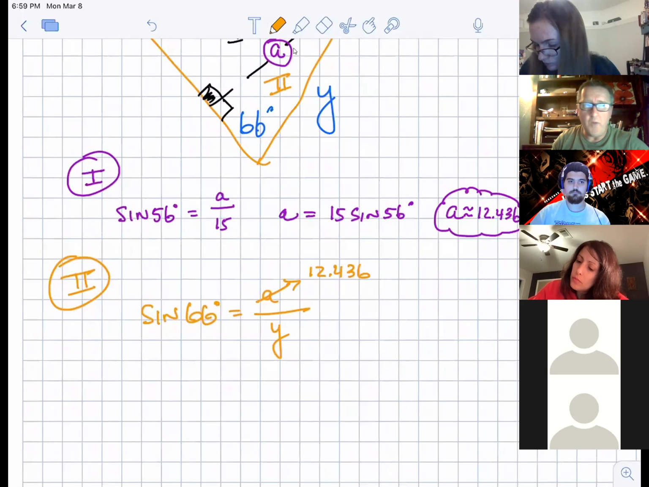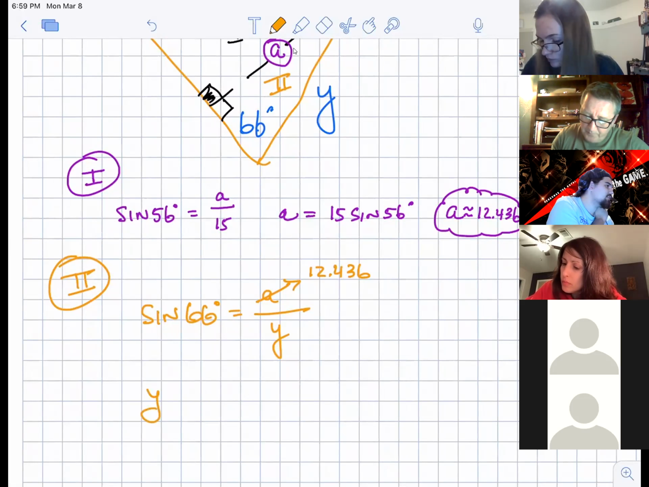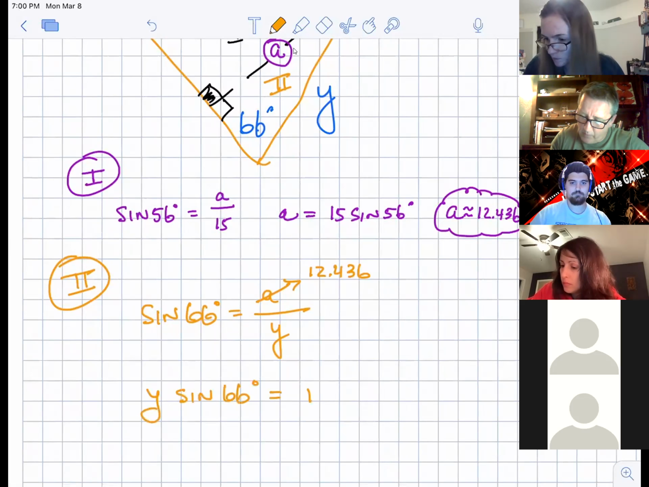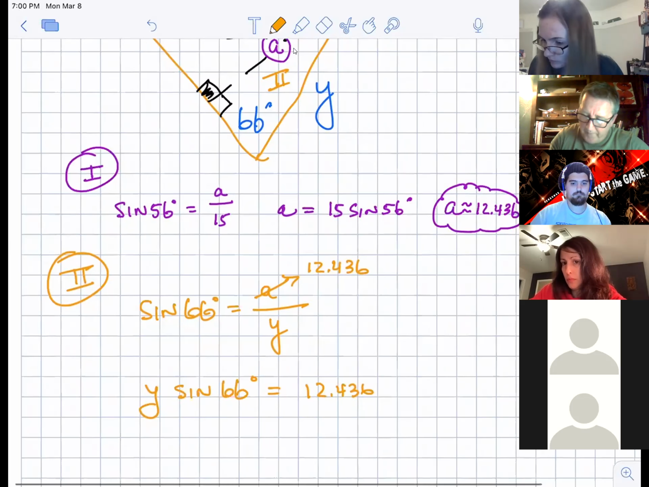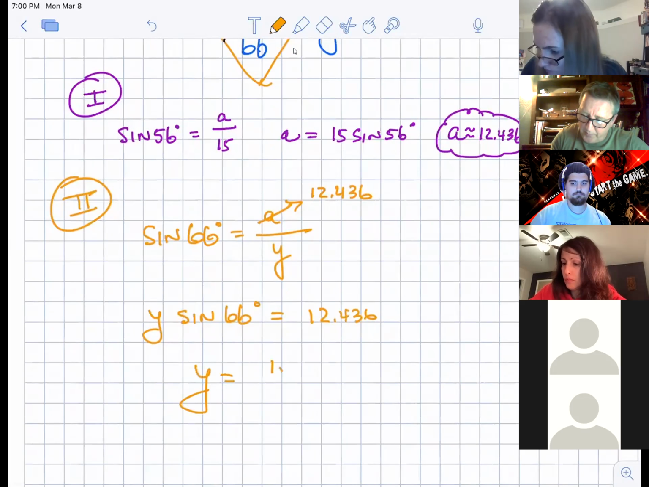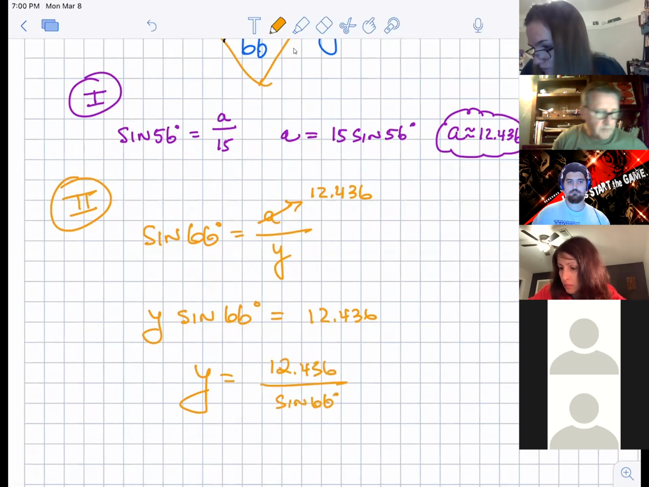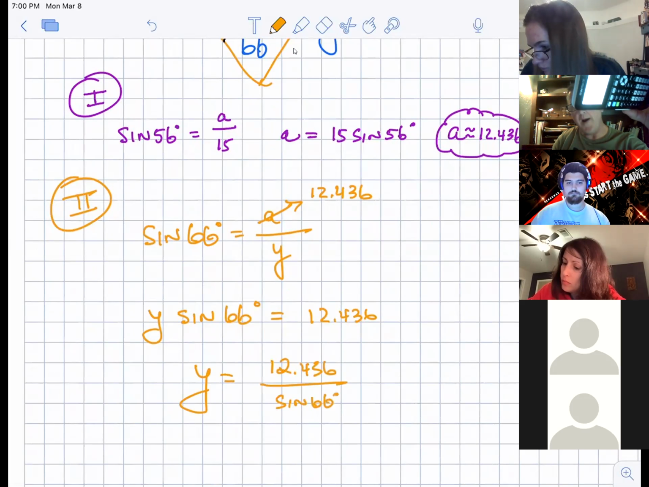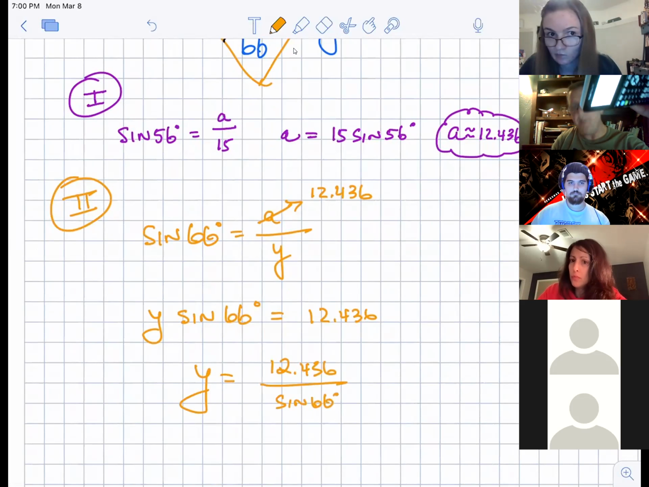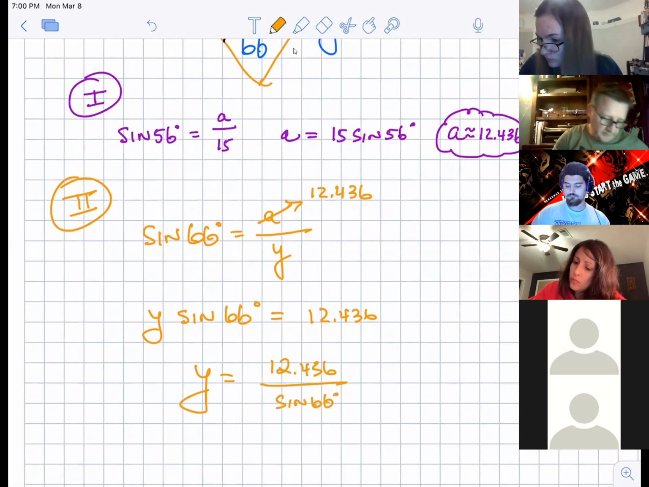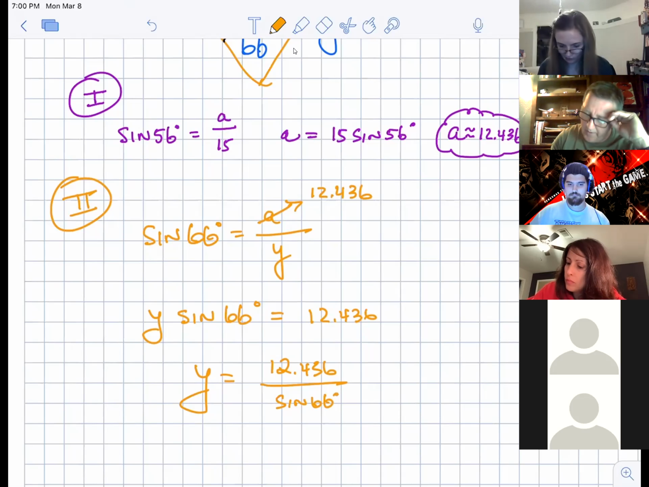And so notice to solve for Y, Y is on the bottom. You have to be a little bit more careful here, so I'll go a little more slowly. If I get rid of the fraction by multiplying both sides by Y, then Y is actually 12.436 divided by the sine of 66. And by the way, that number is still sitting in my calculator. Did you notice that? Why erase it and then write the wrong one? Why not just leave it in there and then say divided by the sine of 66? So my answer is still perfect. I got 13.612.